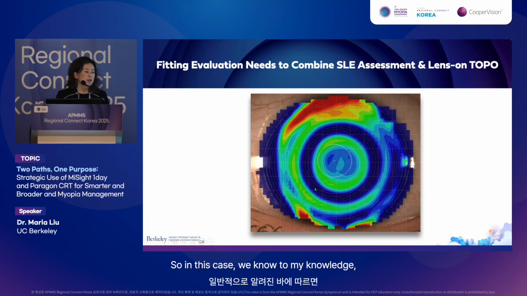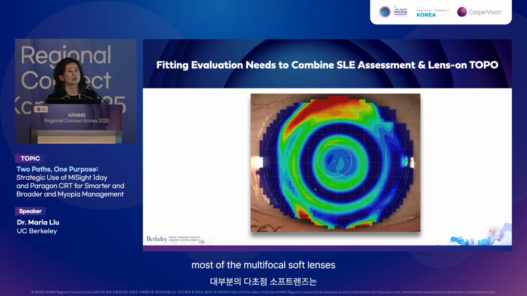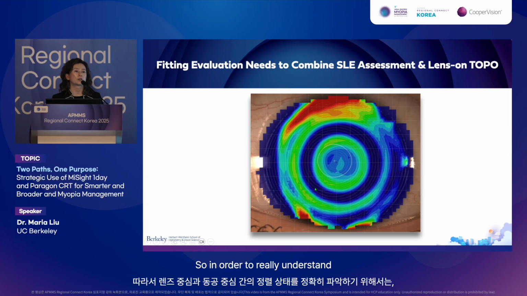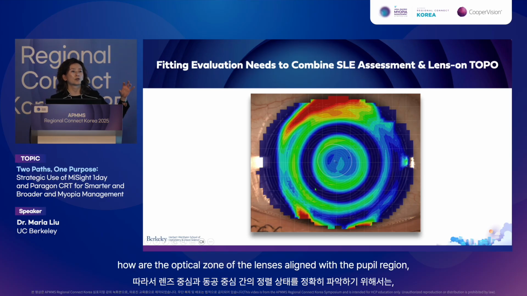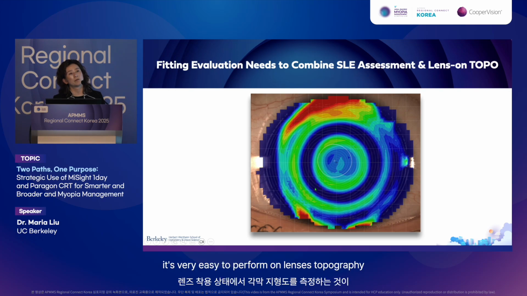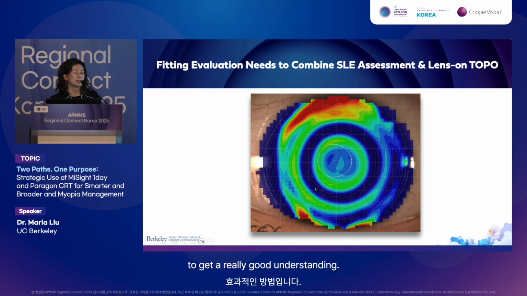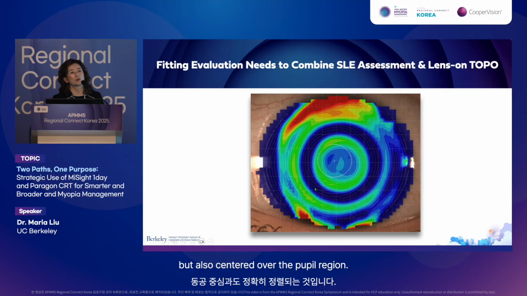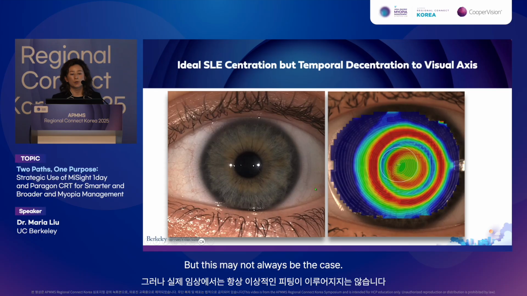So in this case, to my knowledge, most of the multifocal soft lenses have their multifocality built on the front surface of the lens. So in order to really understand how the optical zone of the lens is aligned with the pupil region, it's very easy to perform on-lens topography to get a really good understanding. Ideally, we want the lenses to fit not only centered on the cornea, but also centered over the pupil region. But this may not always be the case.